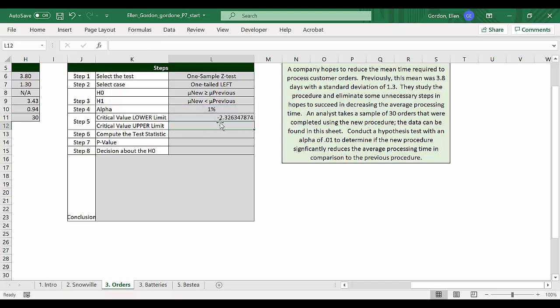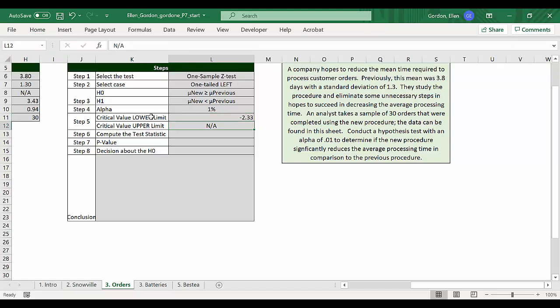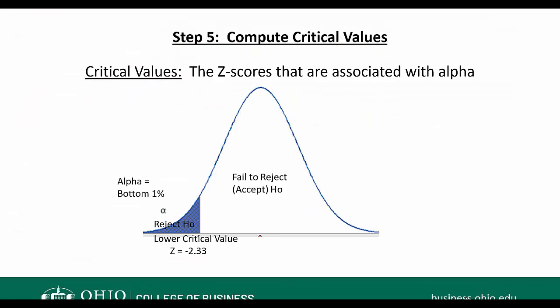When it comes to a one-tailed left, there is not an upper limit. So what we can do is type in NA. For a one-tailed left, there's only a lower critical value, not an upper critical value. In fact, the only type of test that has both the lower and the upper critical values is a two-tailed test. Here's a visual depiction of our critical value.